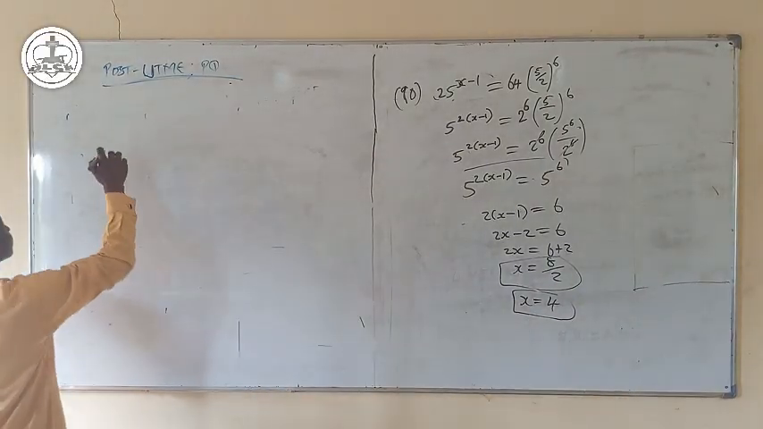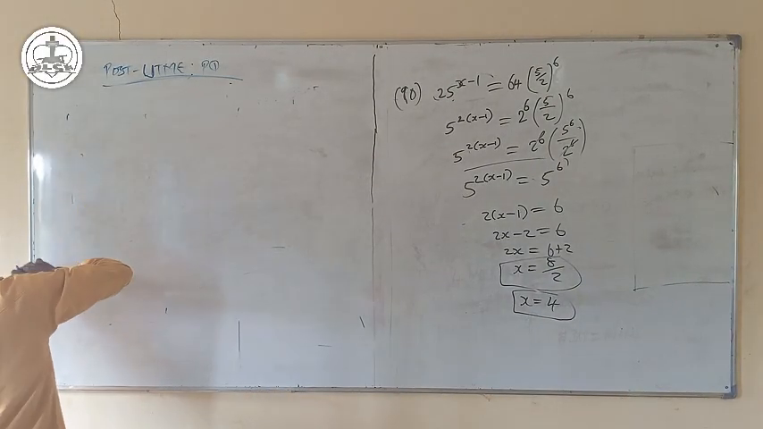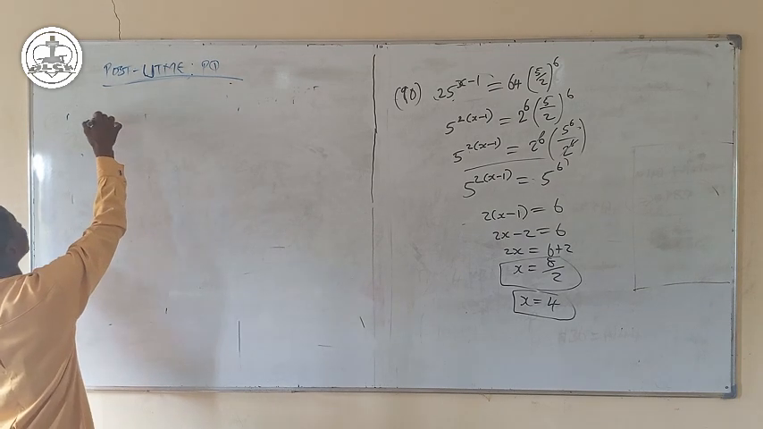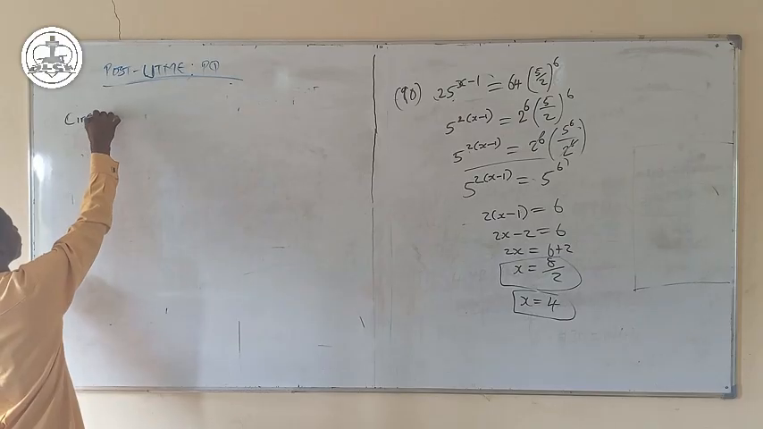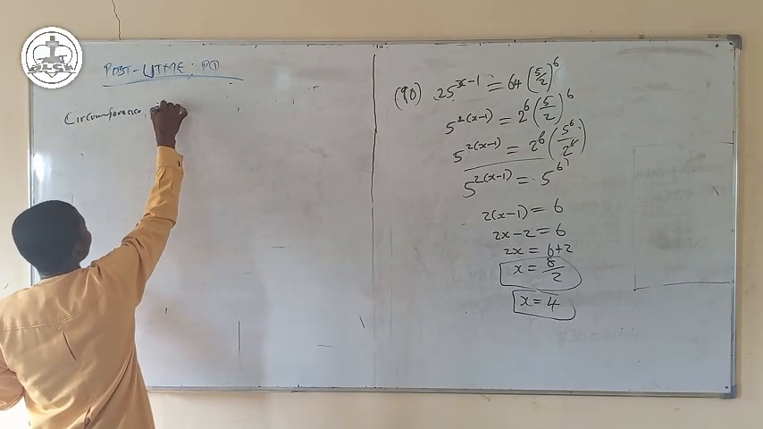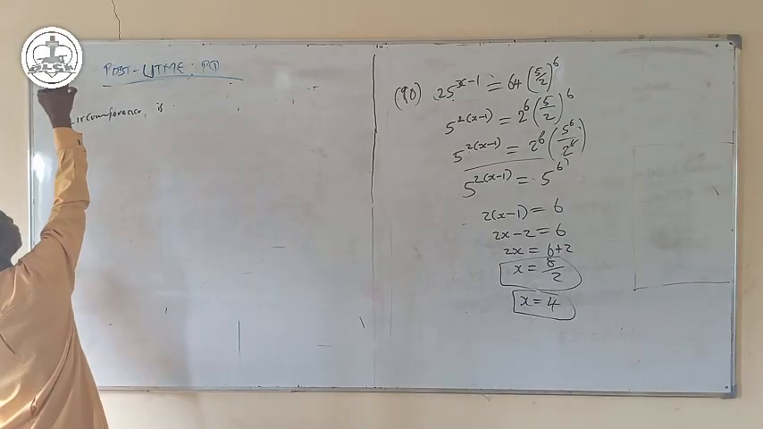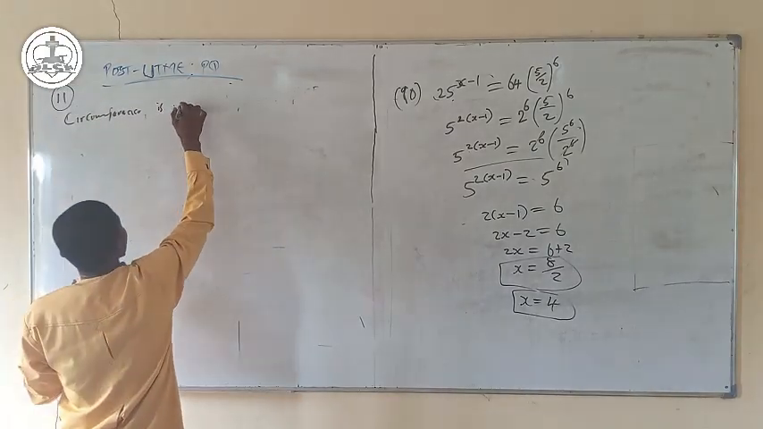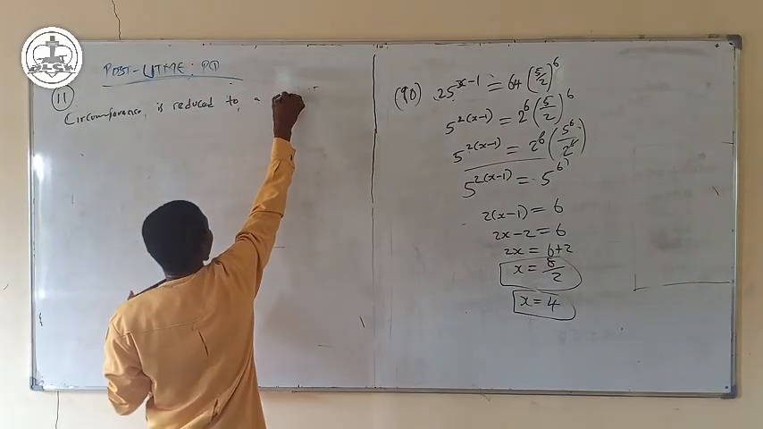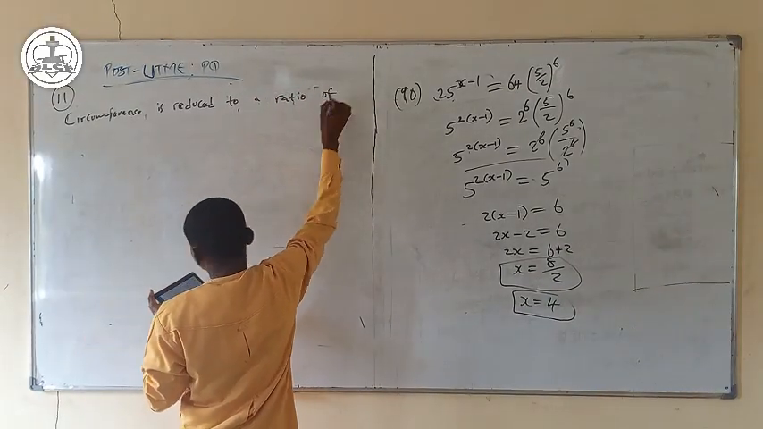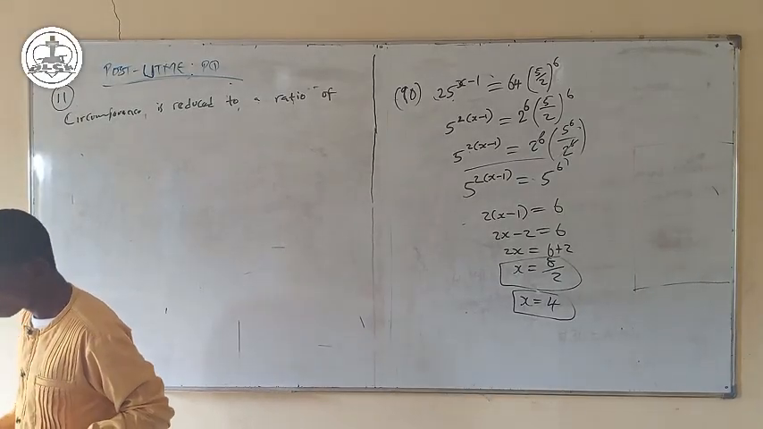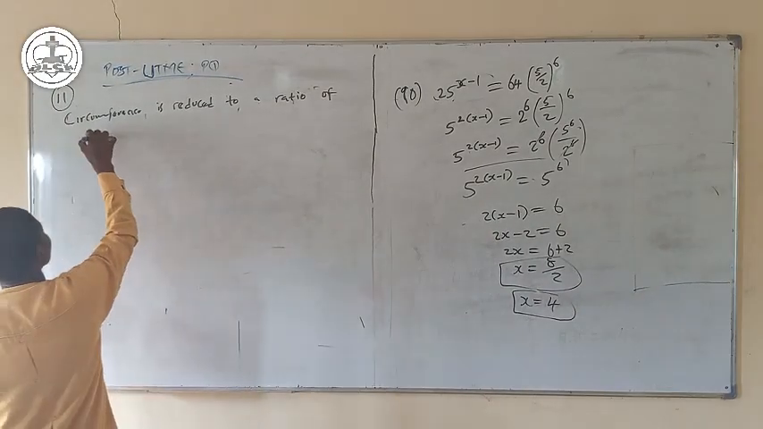So, if the circumference is reduced to a ratio of what? They said 2:5. That's 2:5.